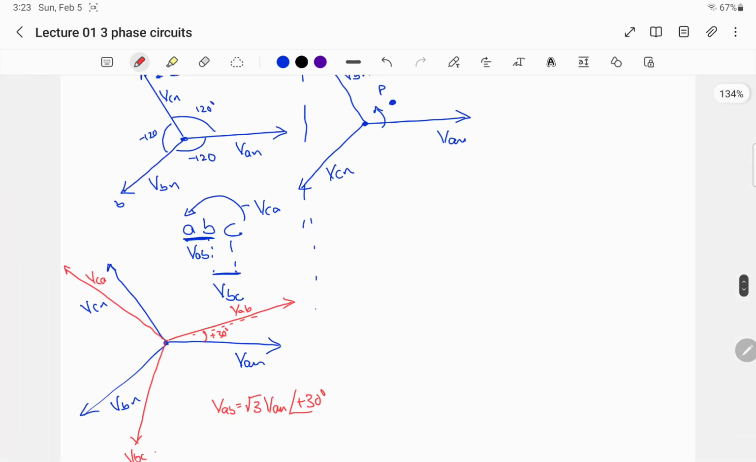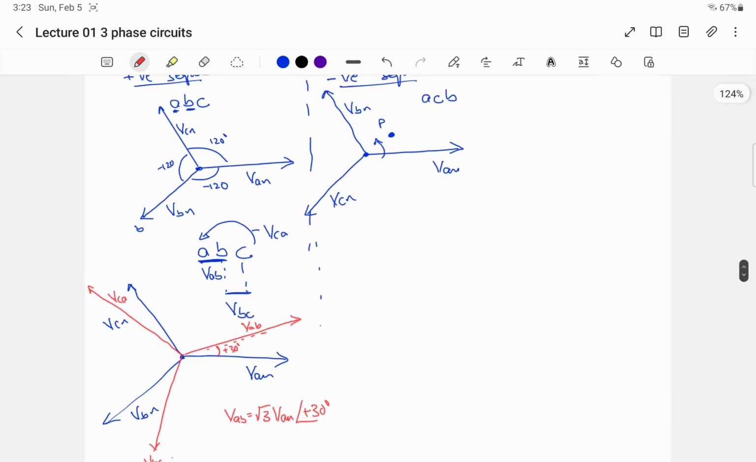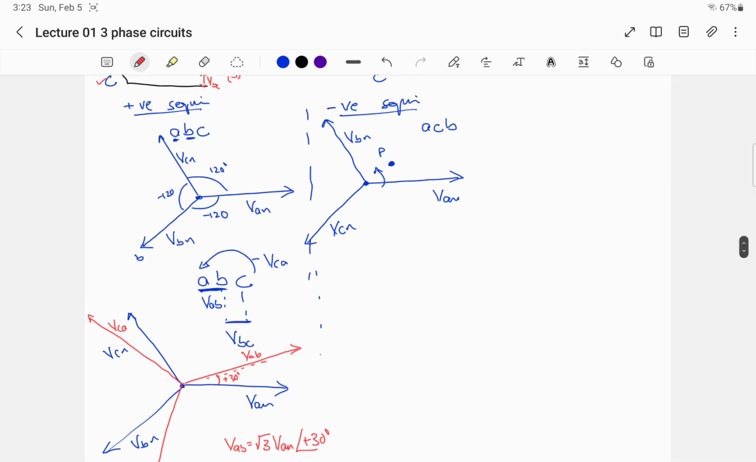So this is how phase and line voltages can be drawn in positive sequence, and the same will happen for the negative sequence. If you want to see, then here the line voltages will be VAC, VCB and VBA. VAC, CB and BA. This will be the vector.